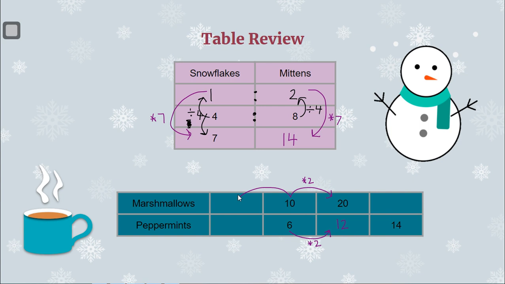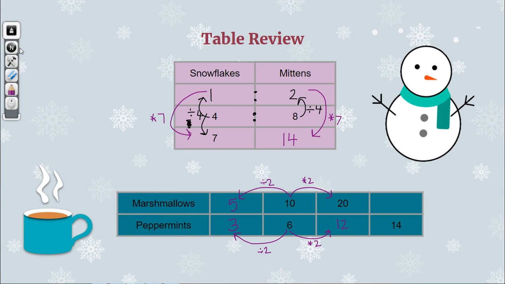Okay, how can we simplify the ratio 10 to 6? What can divide into 10 that can also divide into 6? Well, they're both even, so I like to start with that 2. 10 divided by 2 is 5. 6 divided by 2 is 3. So our simplified ratio is 5 to 3. Now that we've gone backwards, we can try to move forward.